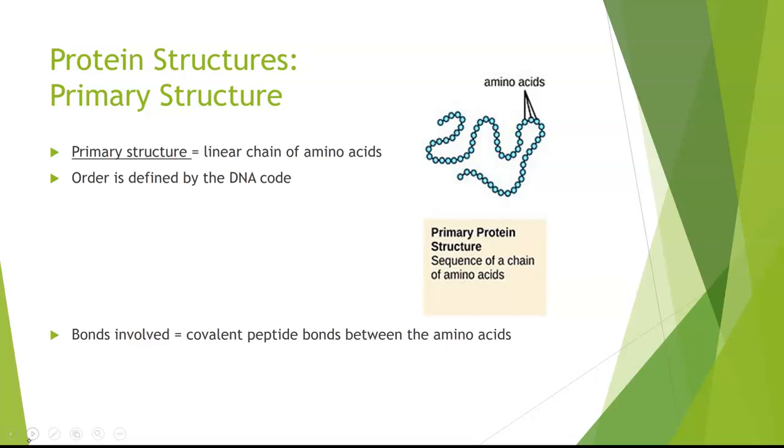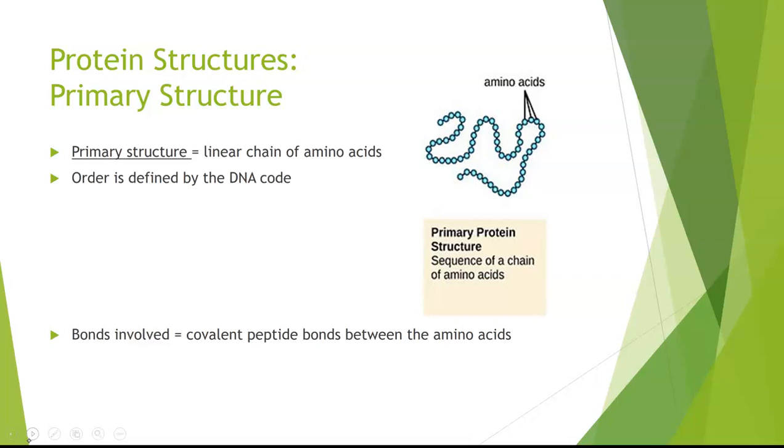There are different structures that we're going to talk about within a protein. First is the primary structure. The primary structure is nothing more than the linear chain of amino acids. So the individual order that the amino acids link together and line up in this chain is considered to be the primary structure of a protein.